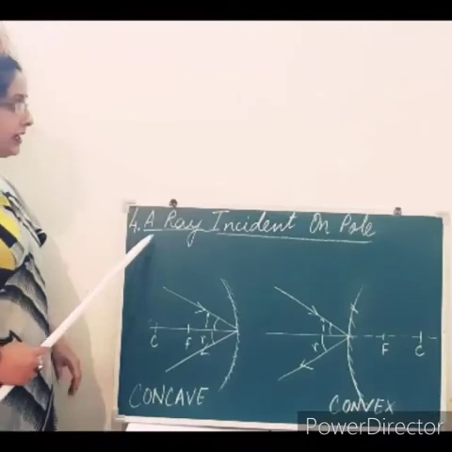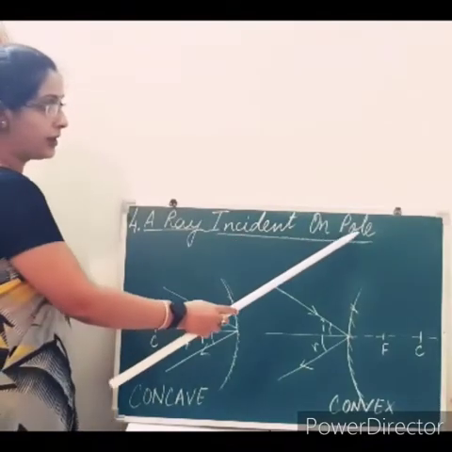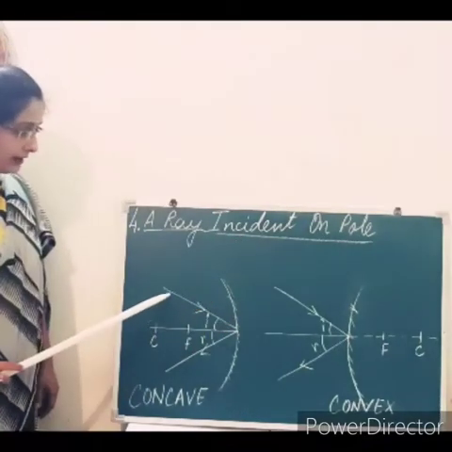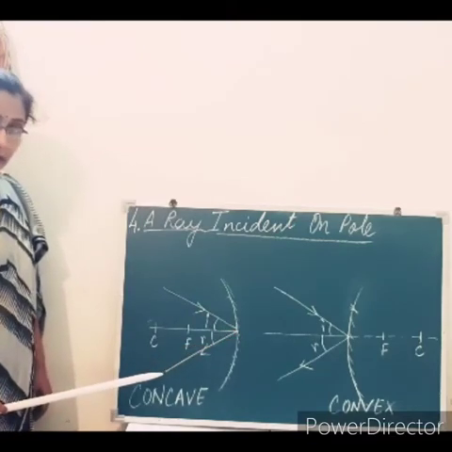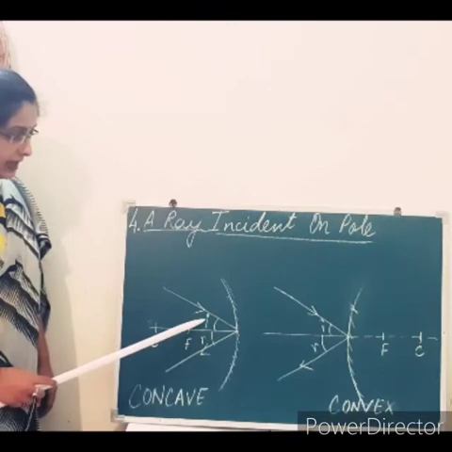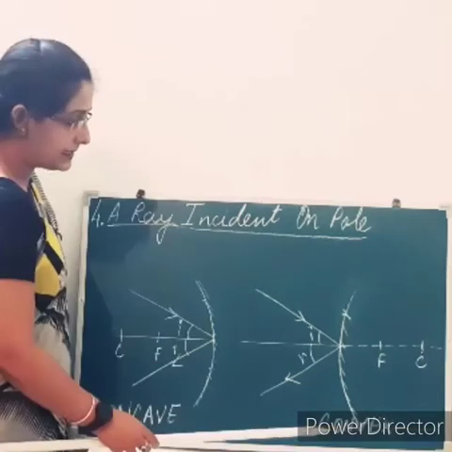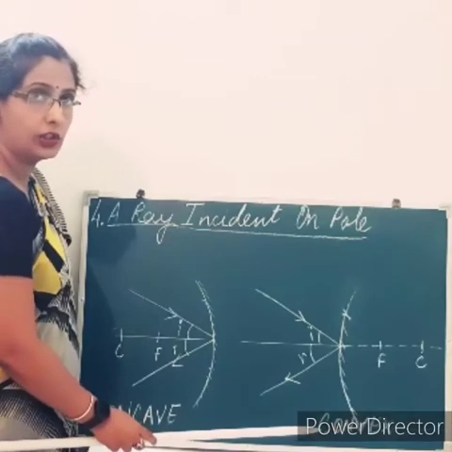Fourth and the last ray is the ray incident on the pole. So whenever a ray is incident on the pole, it will be reflected back in the direction with the same angle as angle of incidence. So angle I and angle R will be same. Same here in case of convex also.